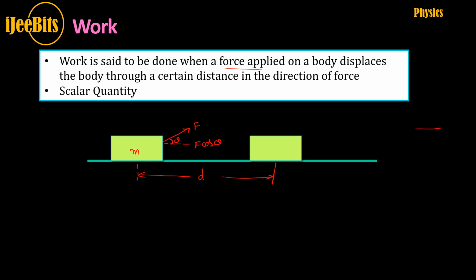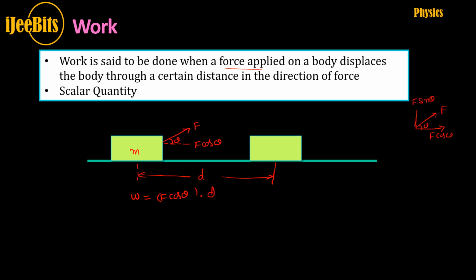So let's see. If this is F, we have a horizontal component and a vertical component. The vertical component is F sin theta, the horizontal component is F cos theta. We are saying the displacement is in the direction of right, and hence F cos theta is the force and d is the distance. So the work done is defined as the dot product, F cos theta into d.